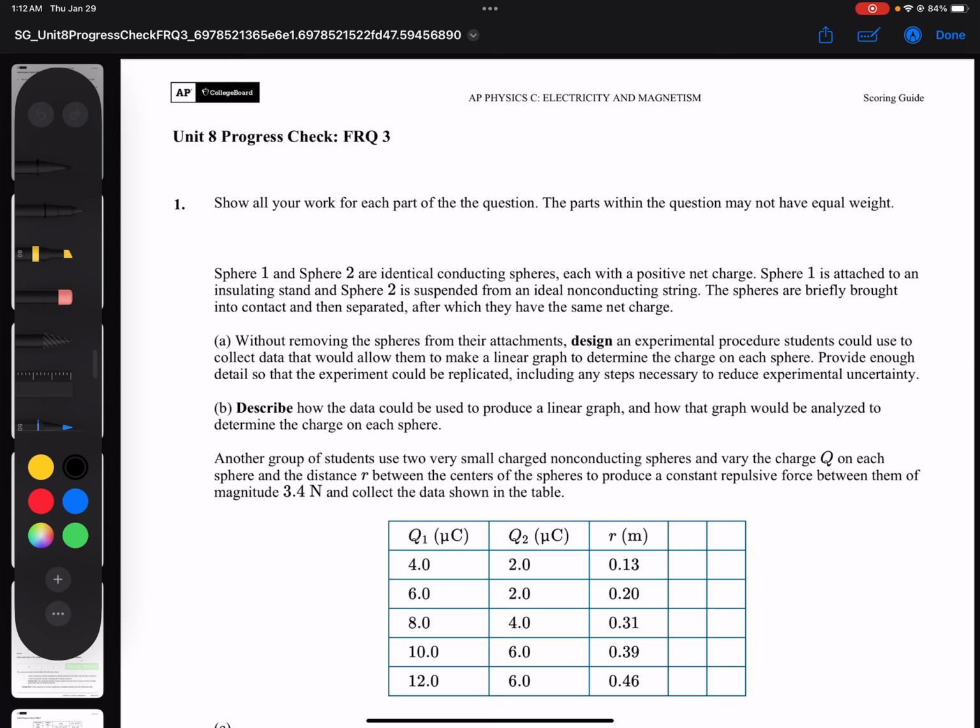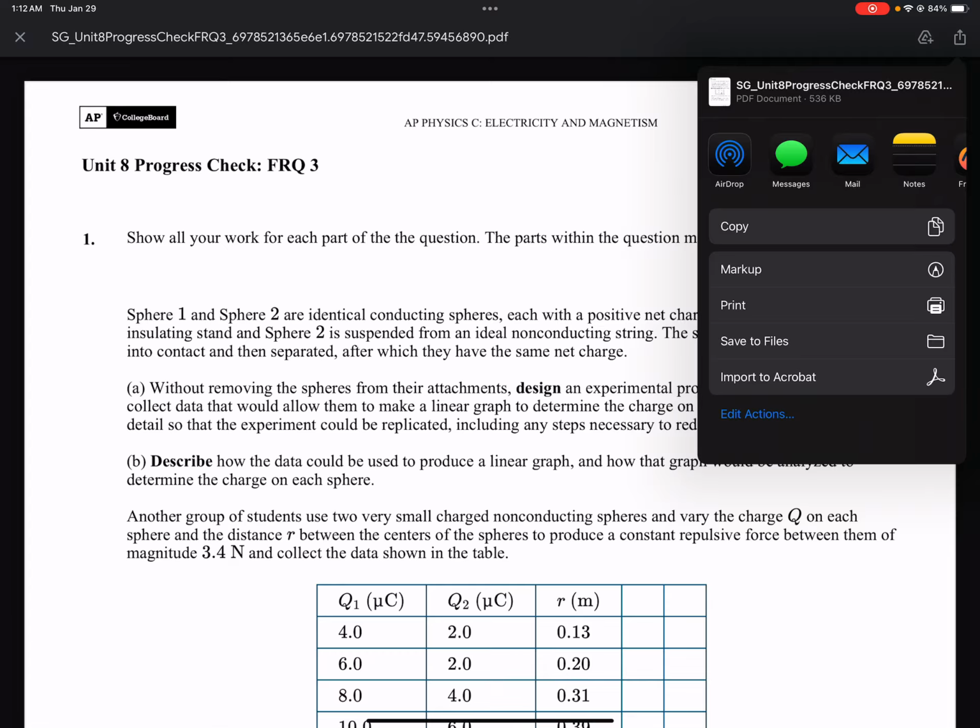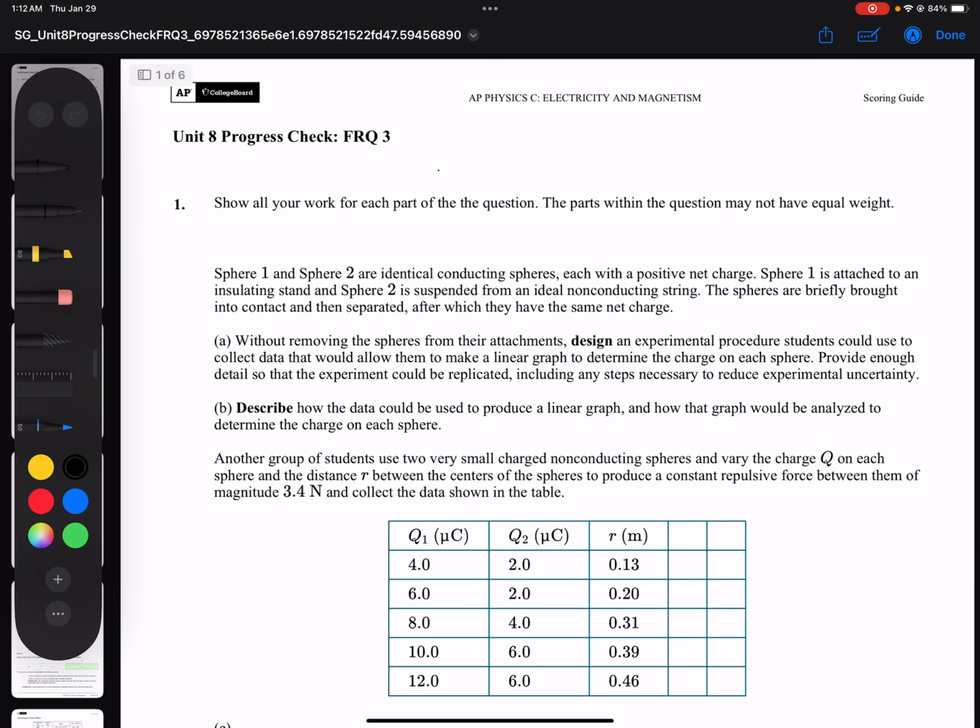So I should do a drawing just so we understand what's going on. Basically we have this insulating stand with a sphere on it, just sitting there. And we have another sphere that's attached to a very long string dangling from the ceiling. So that's sphere 1 attached to the insulating stand, and sphere 2 suspended from an ideal non-conducting string.